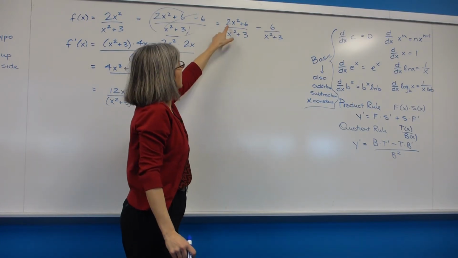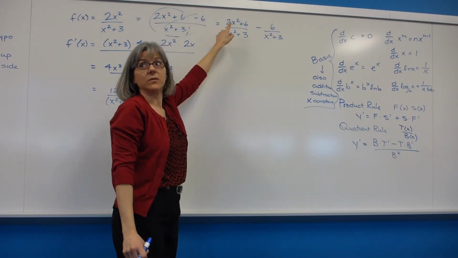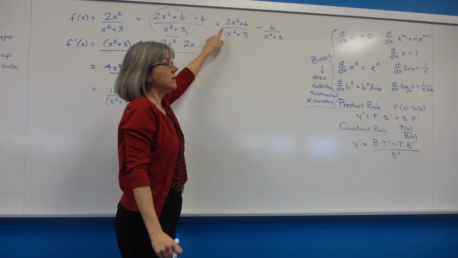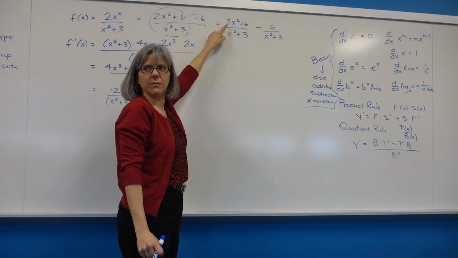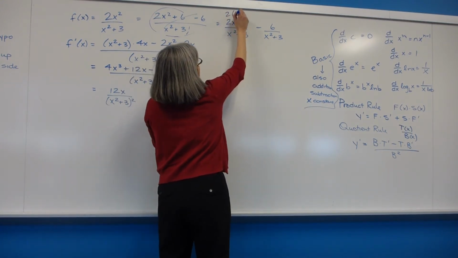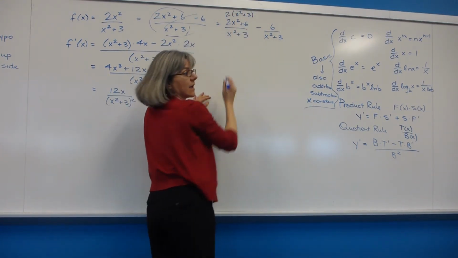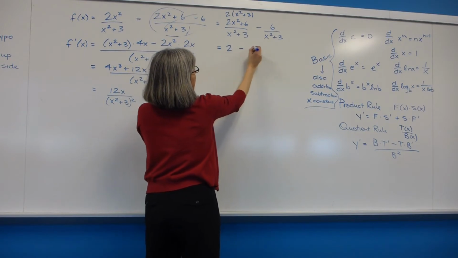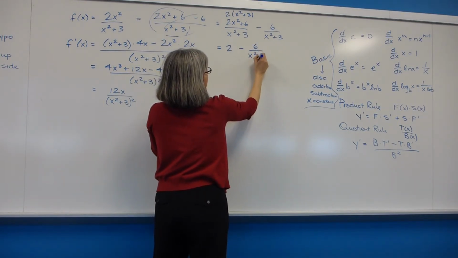Well, it depends on the value of x. No. 2x squared over x squared plus... How do I factor the top? Can I pull out a common number? Yeah. 2 times x squared plus 3. So this is really 2 minus 6 over x squared plus 3.